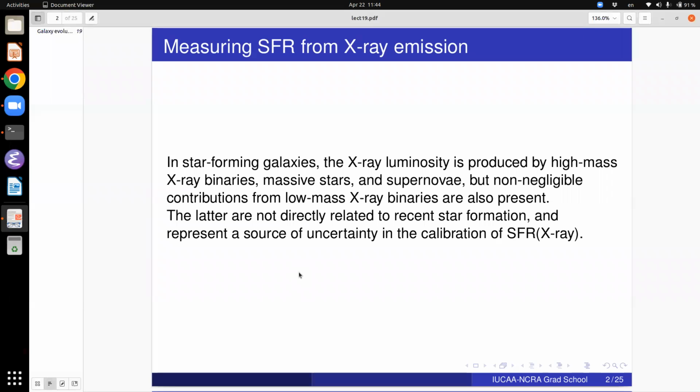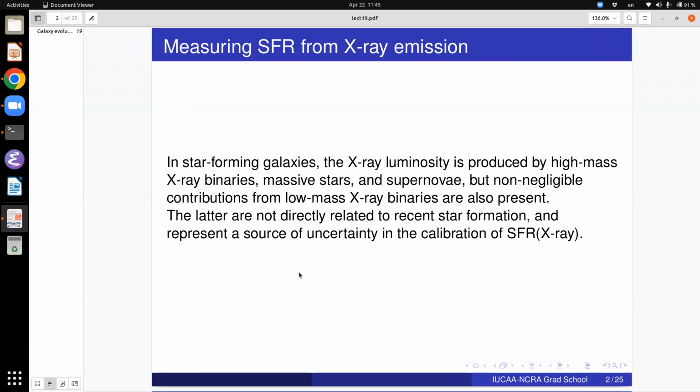You can also try to measure it from X-ray emission, but X-ray emission is a bit complicated because it is produced by X-ray binaries. It is produced by massive stars and of course by supernovae. So if the star formation rate is high, then you will have lots of massive stars, lots of supernovae, and therefore those will contribute to the X-ray emission. But you have to worry about the fact that X-ray binaries also contribute to the X-ray emission, both high mass and low mass X-ray binaries. These are not related directly to star formation, and they represent a very big error in the calibration of the SFR.